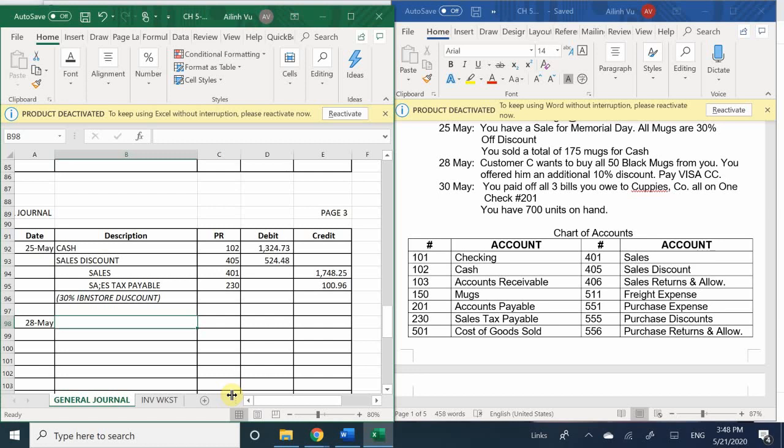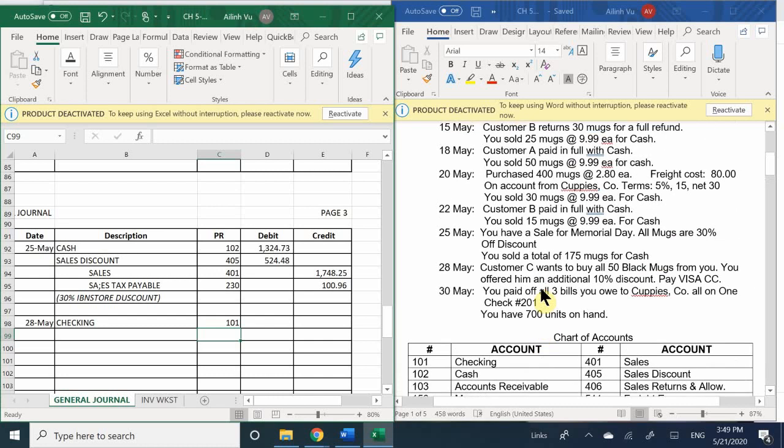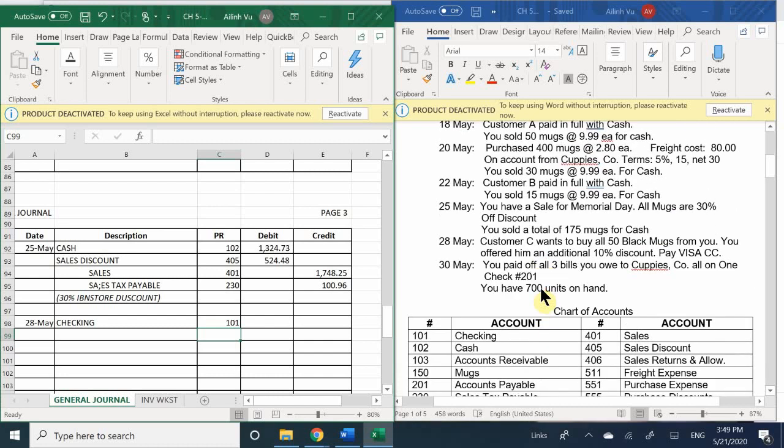So we recognize that we received checking. Is that a debit or a credit? It is a debit, yes, because we are increasing our assets. Checking is another form of the bank, which is another form of cash. And that is for 101. Okay, so let's go back up to the scenario.